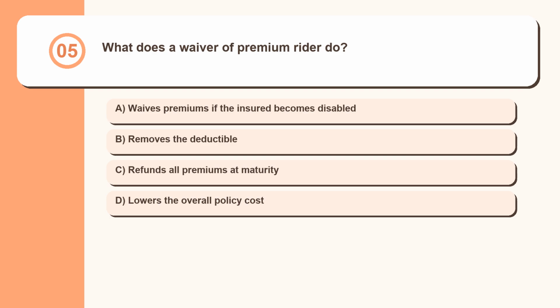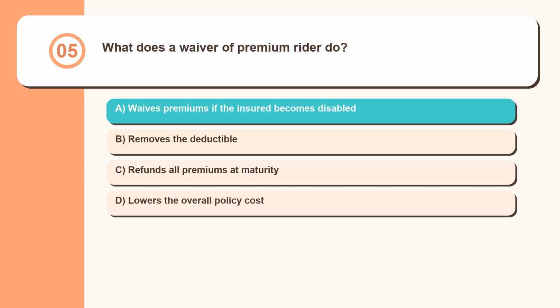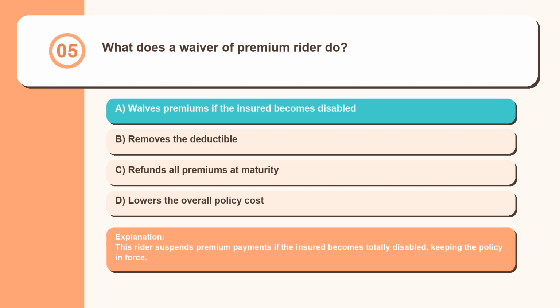Question 5. What does a waiver of premium rider do? Waives premiums if the insured becomes disabled, removes the deductible, refunds all premiums at maturity, lowers the overall policy cost. This rider suspends premium payments if the insured becomes totally disabled, keeping the policy in force.